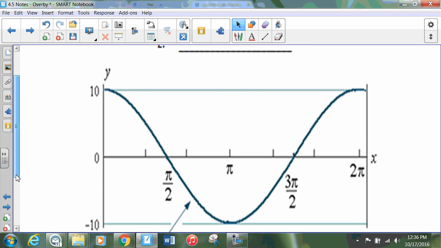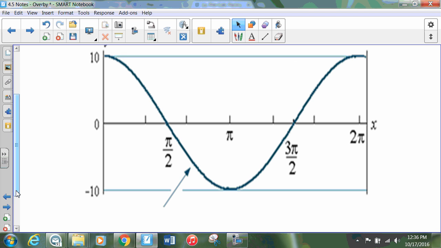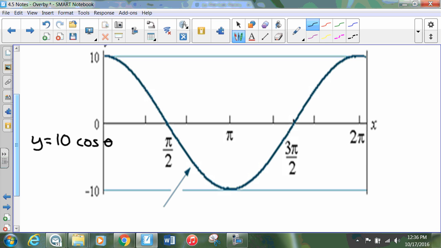Let's look at this one. We're looking at from 0 to 2 pi, but it's going 10, 0, negative 10, 0, 10. What would do that? Who starts at 1, 0, negative 1? That's cosine. But what's its amplitude? 10. So the amplitude goes first: 10 cosine theta. Or you could use cosine x, either way.